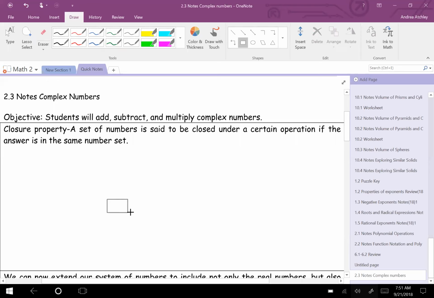So I'm gonna draw this little box here, like so. And in it, these are what we call natural numbers. It's the first numbers we learned: 1, 2, 3, dot, dot, dot.